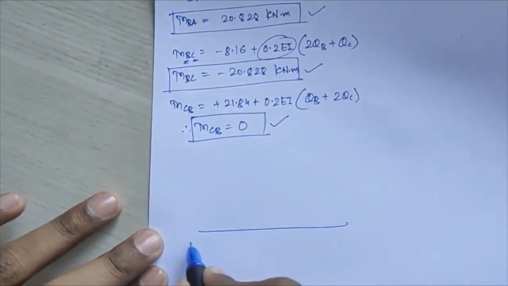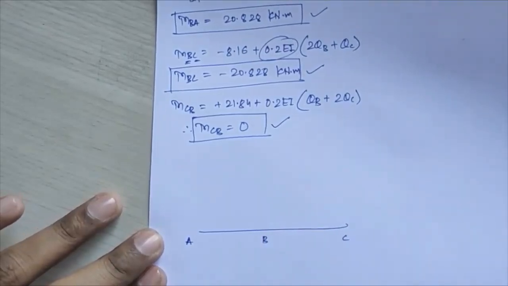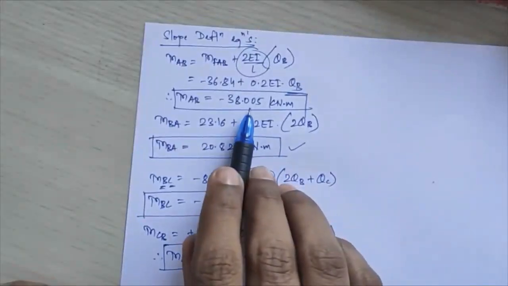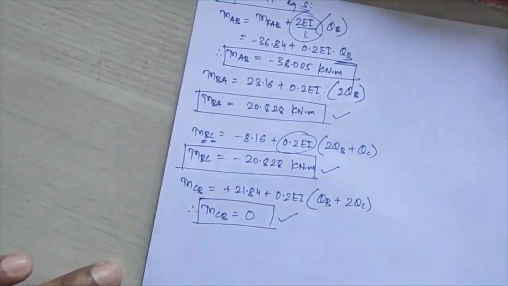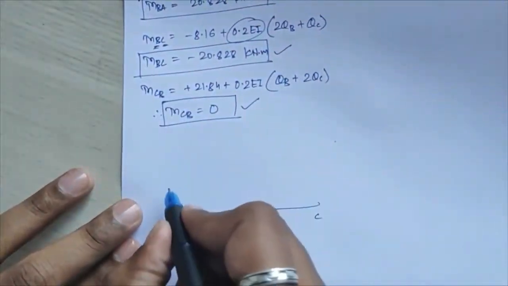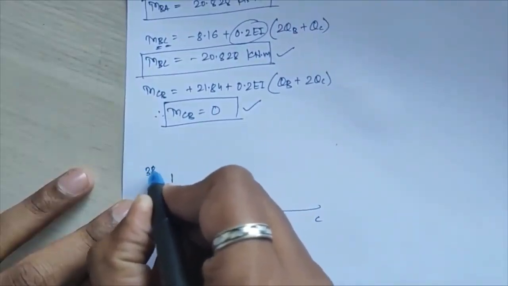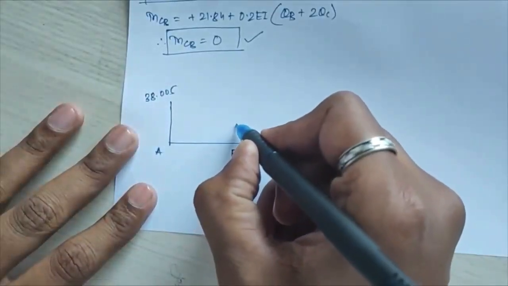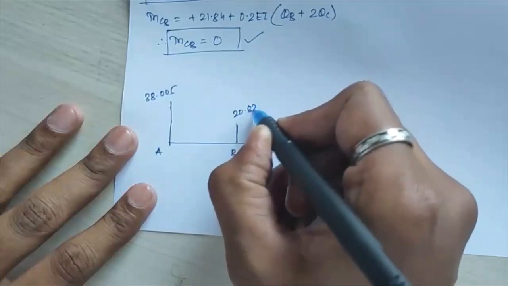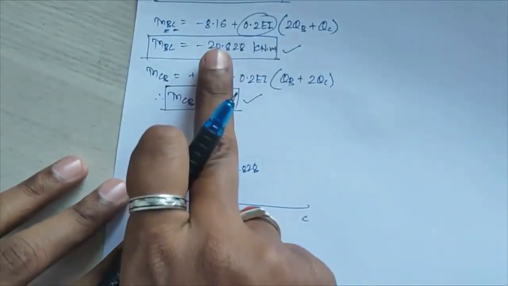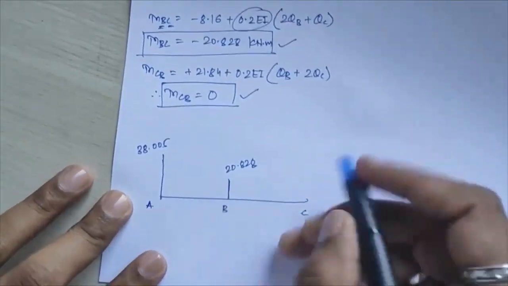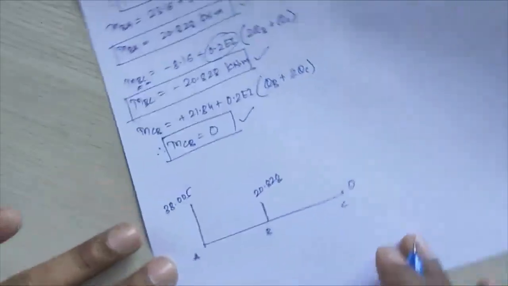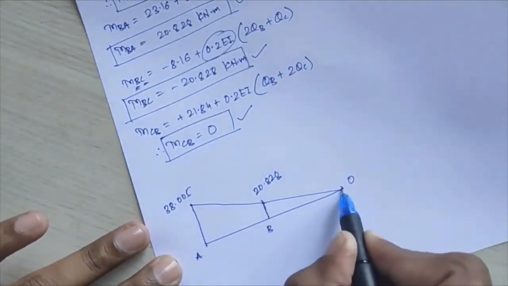Now we will plot the bending moment diagram from this by superposition. So this is my A, B, C. At A, I am getting a moment equal to 38.005, negative. Using the sign convention, this will be plotted on the upward side. Next, MBA is positive, 20.828, and again it will be plotted on the upward side. The same value, minus 20.828, I get for BC, so it will be plotted on the upward side for the BC member. At C, I am getting 0. So I have to join these by straight lines.